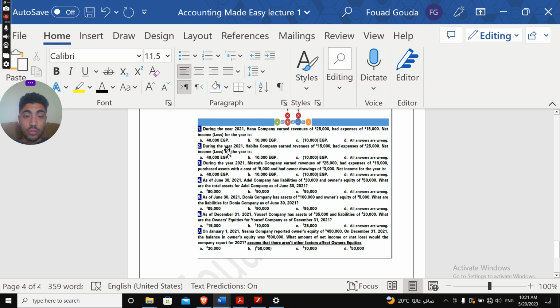Second, during the year 2021, Habiba company earned revenues of $15,000, had expenses of 25,000. Net income or loss. So here the expenses are more than the revenue, so we made a loss. How much loss did we make? 10,000, and it's in brackets, which means it's a loss. It's subtracted, minus. Okay.